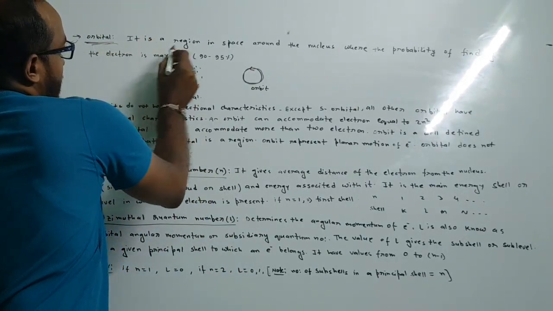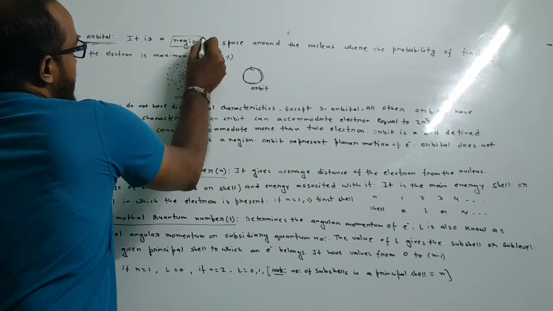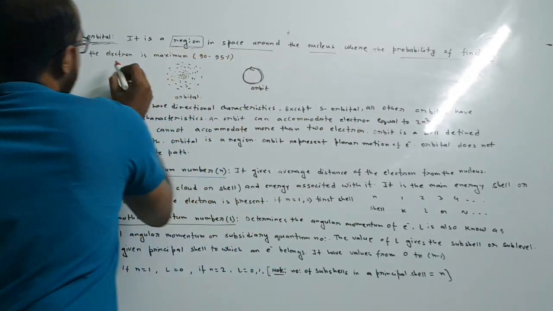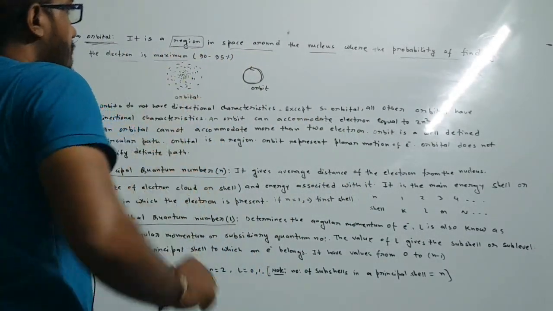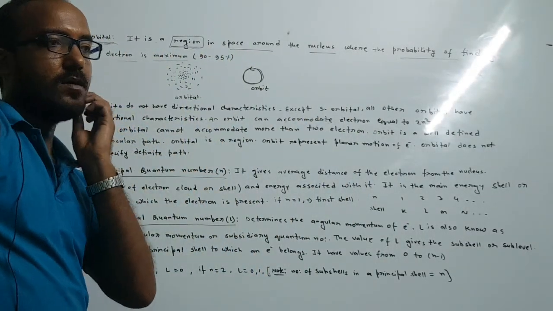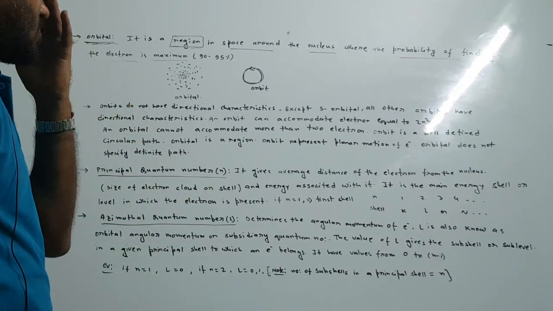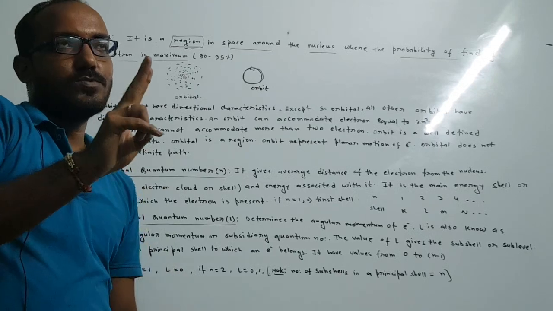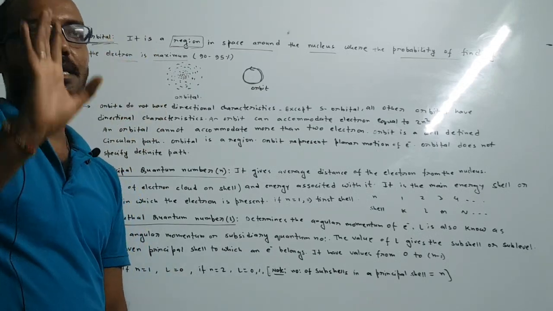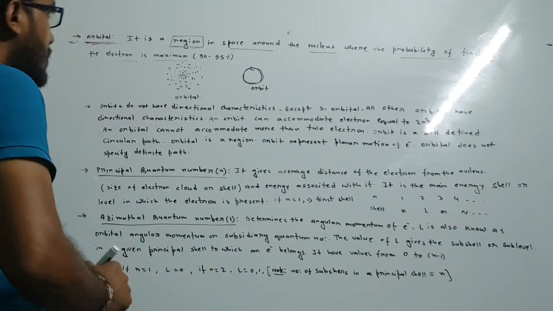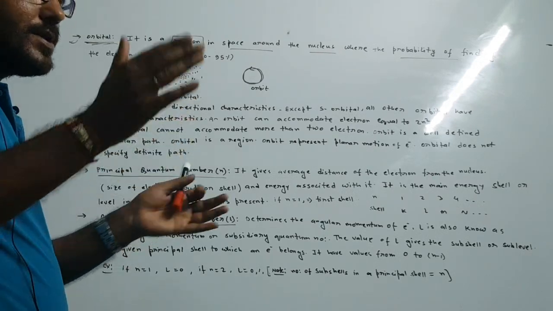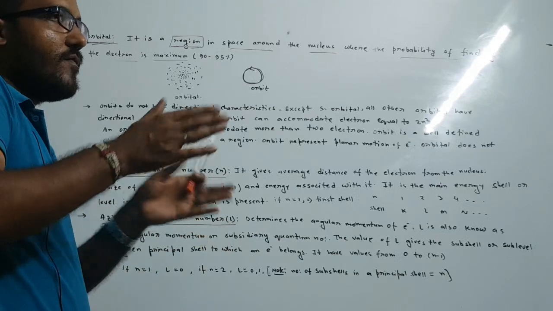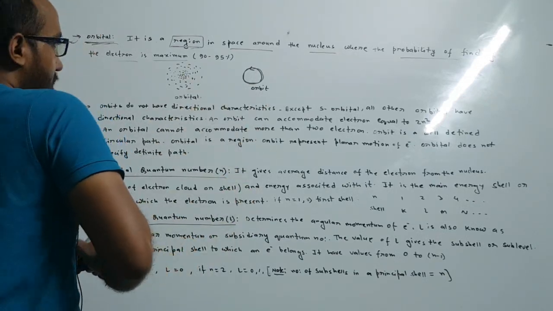Now see, what is orbital? It's a region in space around the nucleus where the probability of finding the electron is maximum. Just now we have discussed the Schrodinger wave equation. From that equation we have already told that we can find out two values. One value is psi, one value is E, energy. Now psi represents the amplitude of electron, that means how far from the nucleus the electron lies at a particular time.